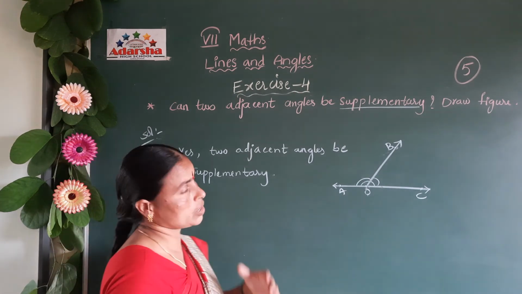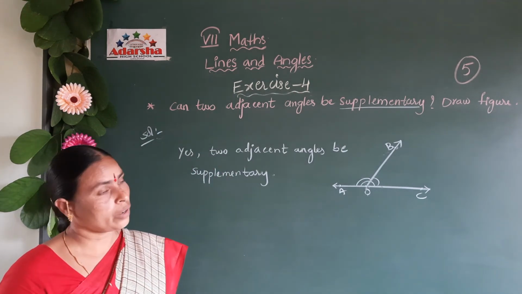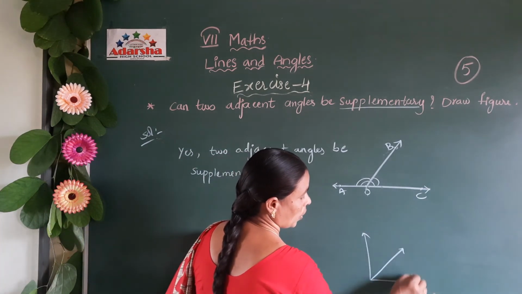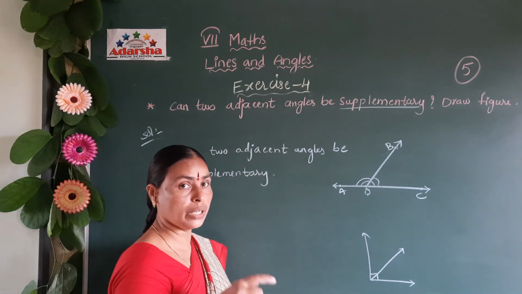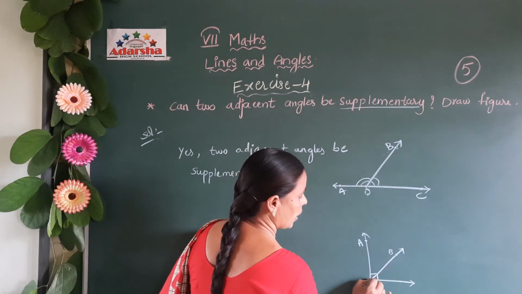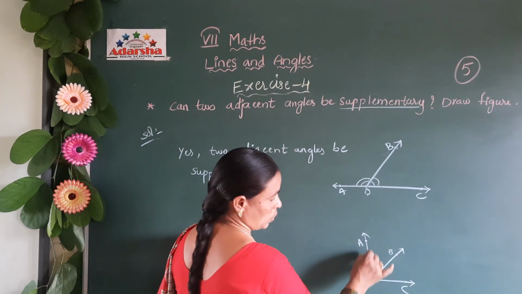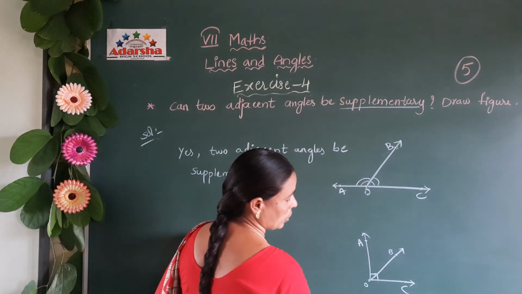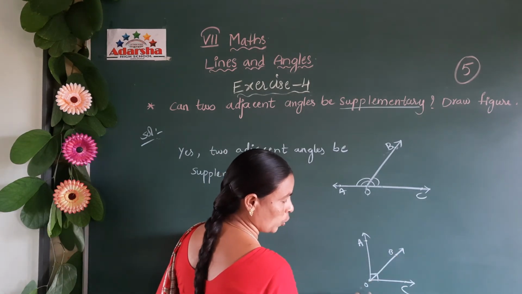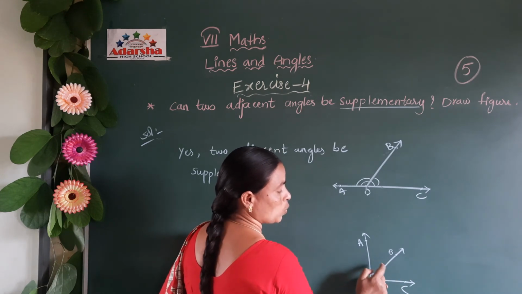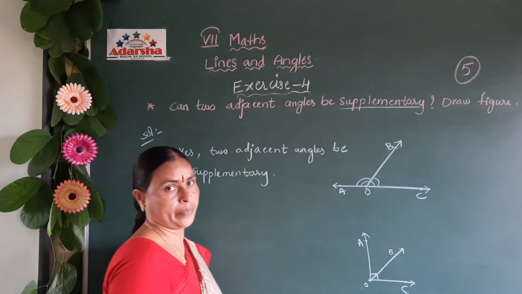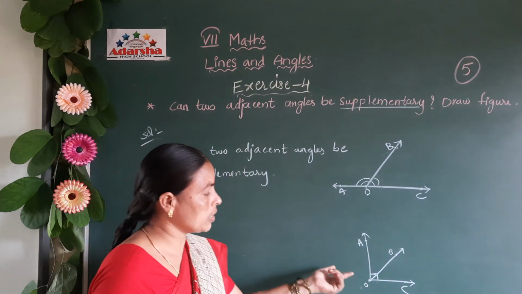And can two adjacent angles be complementary? Draw figure for that. How can you draw complementary angles? Complementary means the sum of the two angles is equal to 90 degrees. For example, here it is angle AOB and here another angle BOC. So angle AOB plus angle BOC is equal to 90 degrees. AOB and BOC have the common vertex O and common arm OB. So these two angles are adjacent angles and the sum of these two angles is complementary. So yes, two adjacent angles can be complementary.